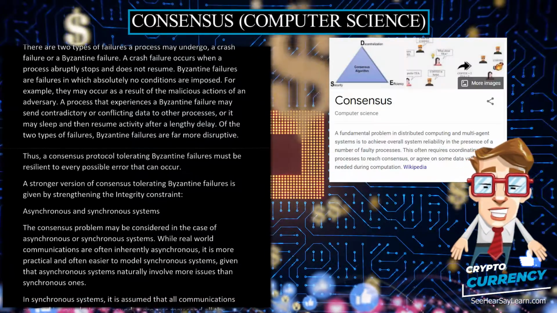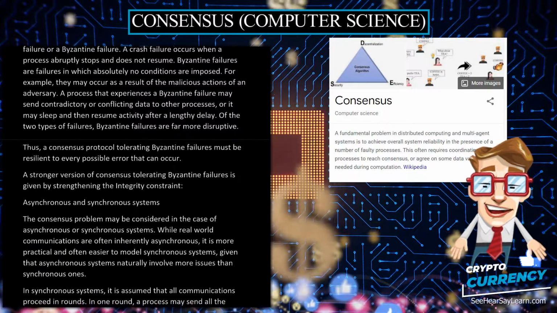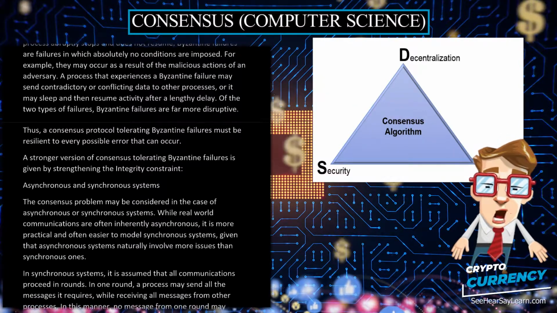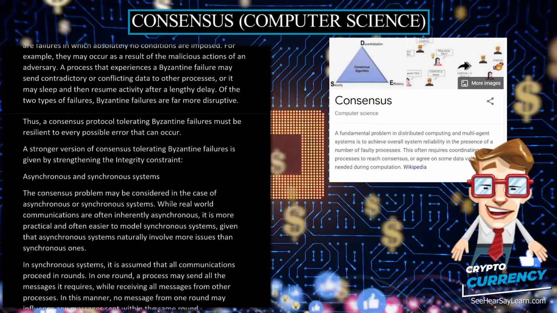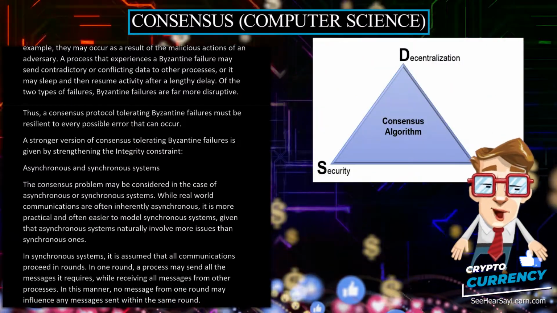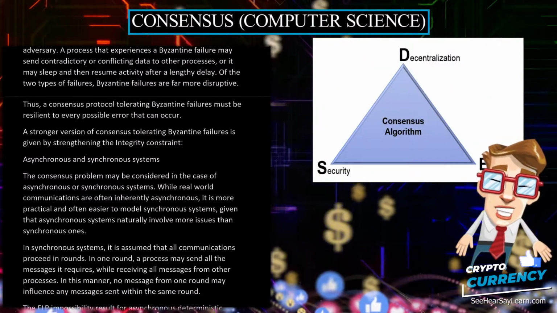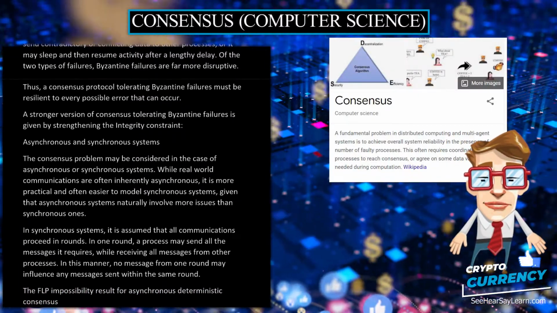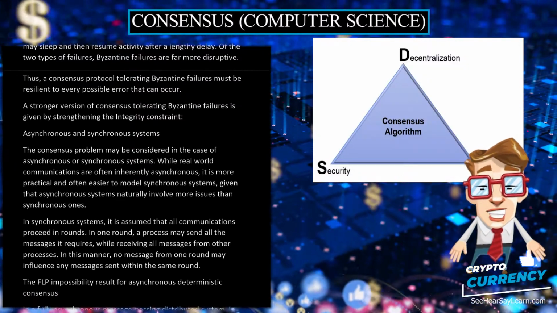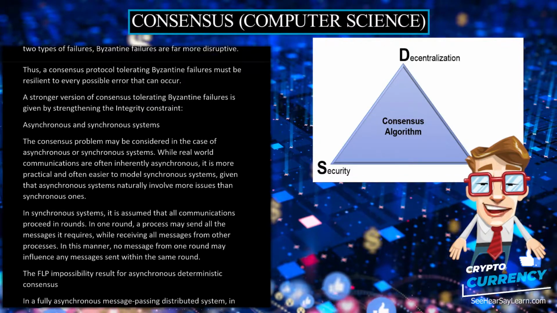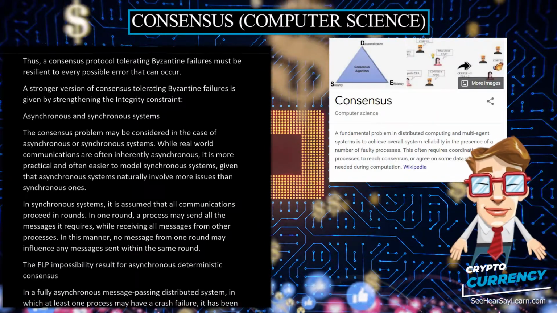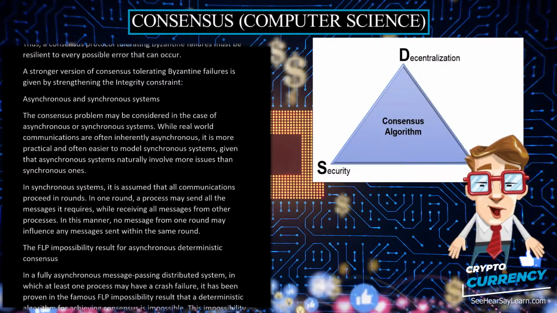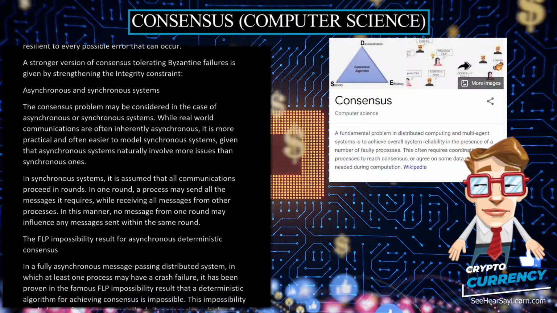Asynchronous and synchronous systems. The consensus problem may be considered in the case of asynchronous or synchronous systems. While real-world communications are often inherently asynchronous, it is more practical and often easier to model synchronous systems, given that asynchronous systems naturally involve more issues than synchronous ones. In synchronous systems, it is assumed that all communications proceed in rounds. In one round, a process may send all the messages it requires, while receiving all messages from other processes. In this manner, no message from one round may influence any messages sent within the same round.